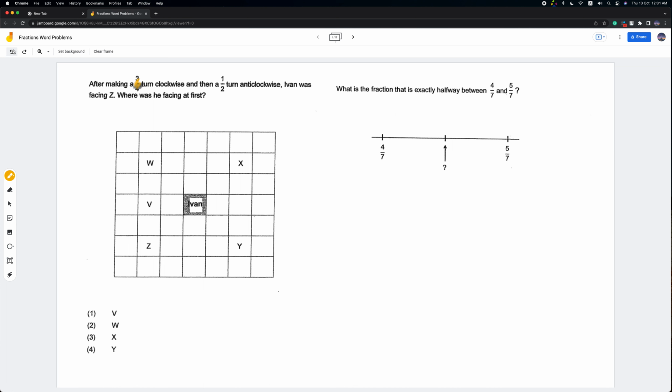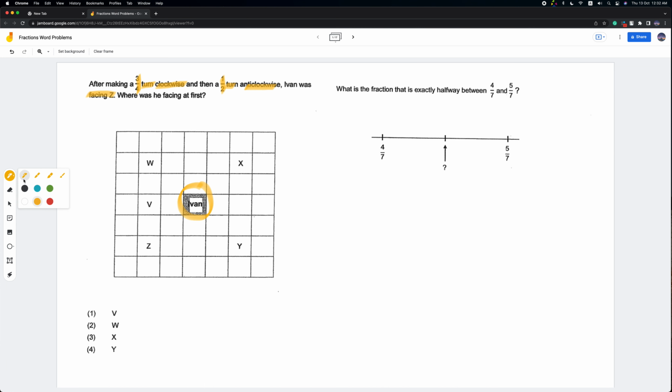Now, let's read the whole question first. After making a 3/4 turn clockwise and then a half turn anti-clockwise, Ivan was facing Z. Where was he facing first? So we have his final bearing where he's facing Z, and we need to find out where he was facing at first. So Ivan is here in the middle.